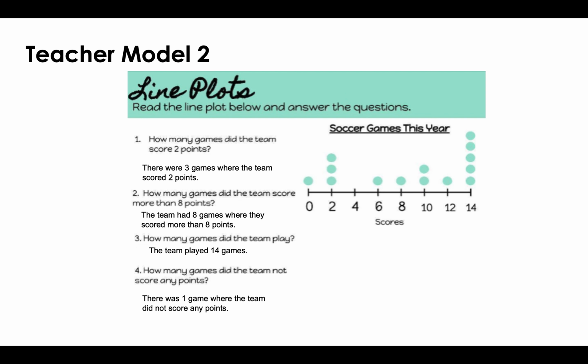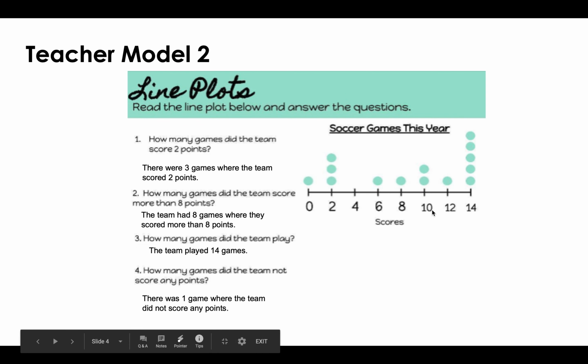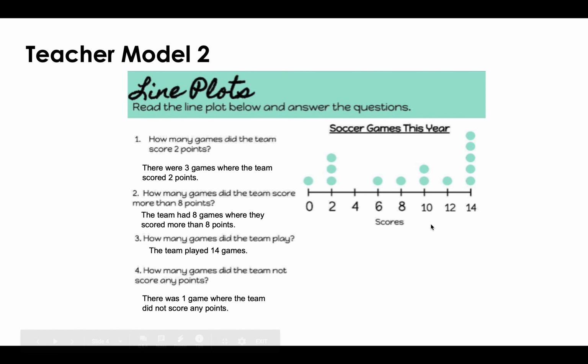Number 2, how many games did the team score more than 8 points? So I'm looking at the 10, 12, and 14 because they want more than 8. And I'm just counting those dots. So I see 2 above 10, 1 above 12, and then 1, 2, 3, 4, 5 above 14. So altogether, the team had 8 games where they scored more than 8 points.